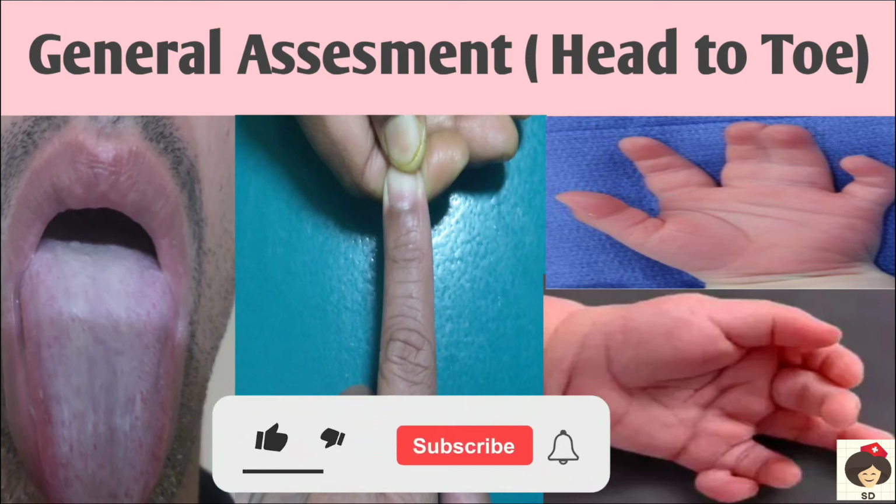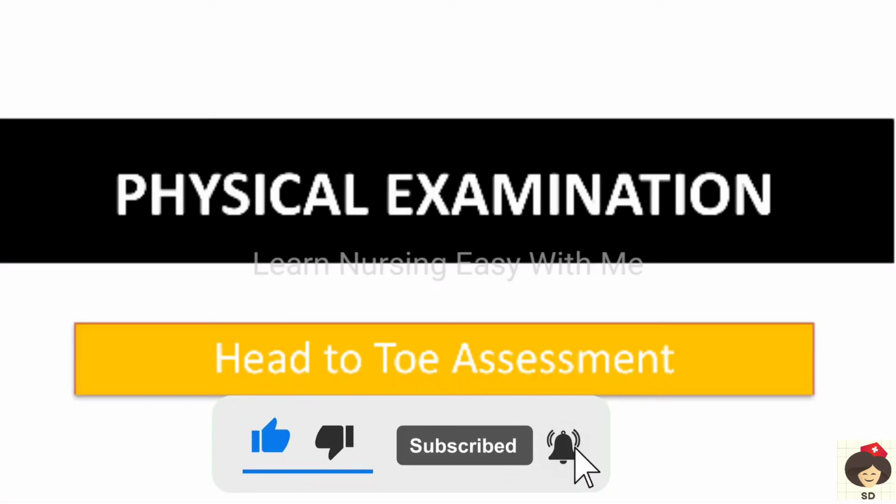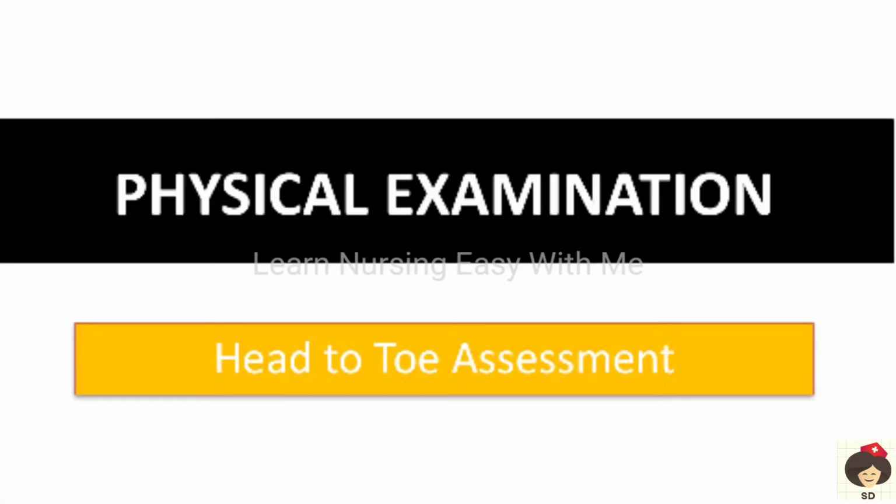Today we'll see the continuation of health assessment, that is, in physical examination, head to toe assessment. In the previous class we just saw some introduction about the steps in physical examination, like inspection, palpation, percussion, auscultation and olfaction. So today we'll see the head to toe assessment theoretical part.